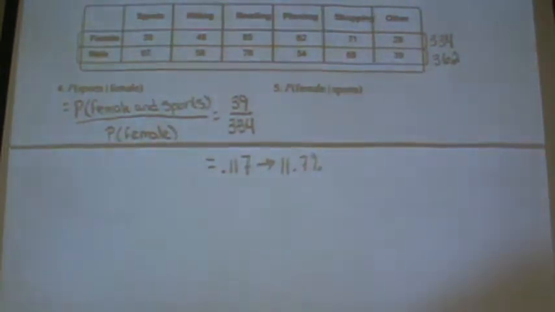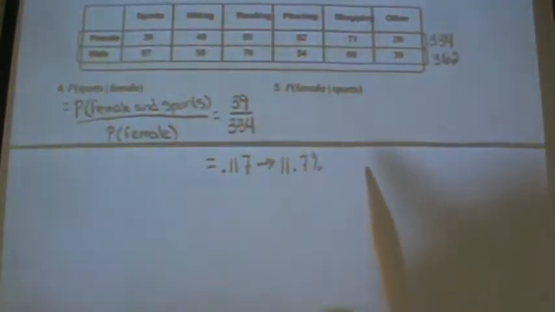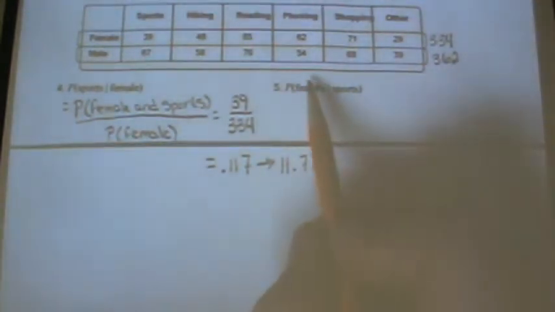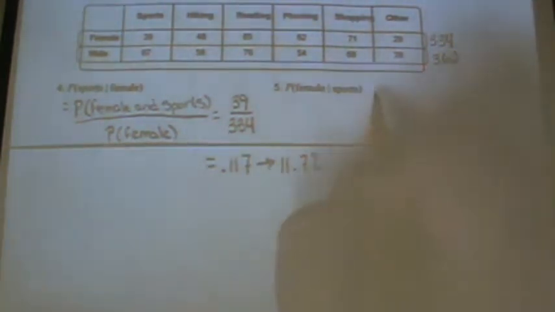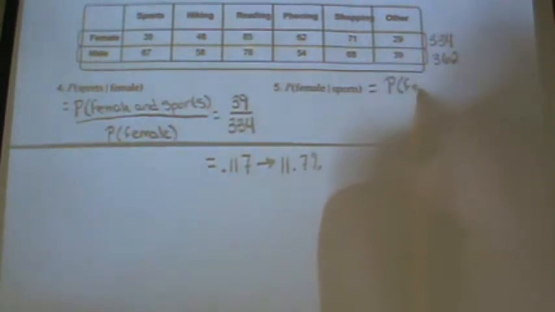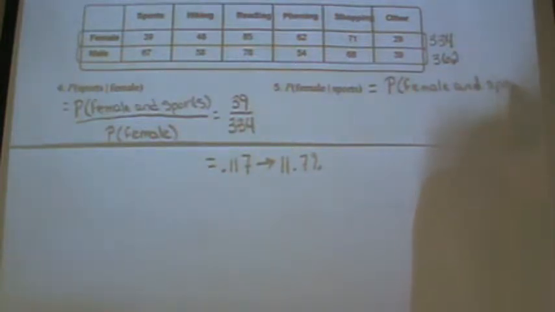Now the next one asks the probability of being female given that you play sports. So 4 and 5 are very similar, but what 4 is asking is the probability that you play sports given that you're female. So this one, if we wrote it out with the formula, would be the probability of female and sports, but now we're dividing by the probability of playing sports.